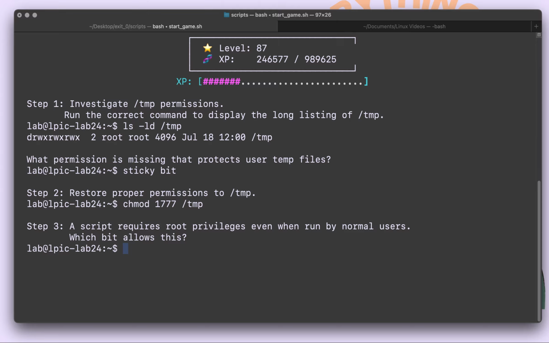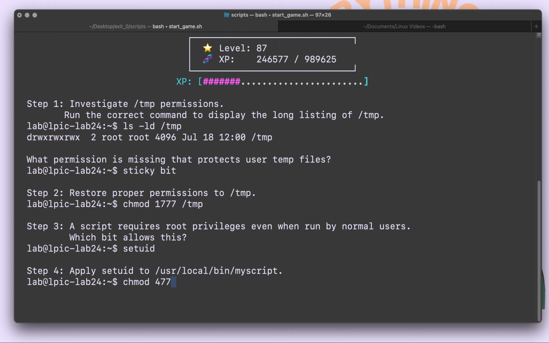A script requires root privileges even when run by normal users. Which bit allows this? That would be setuid. Apply setuid to /usr/local/bin/myscript. So we could do that with the following command. So again, chmod. We either could do 4755 or u+s.